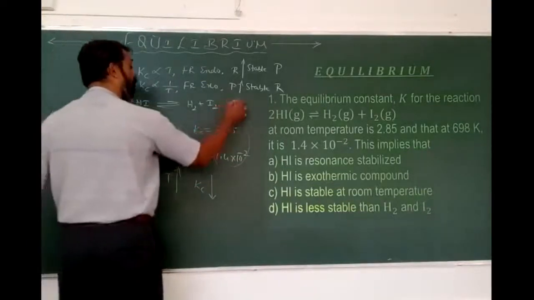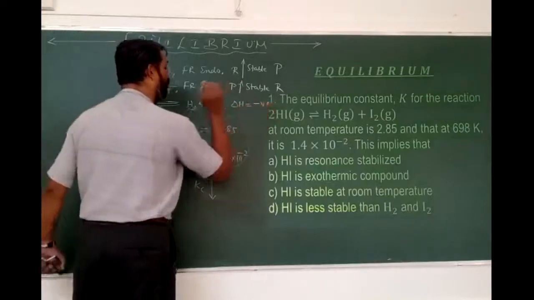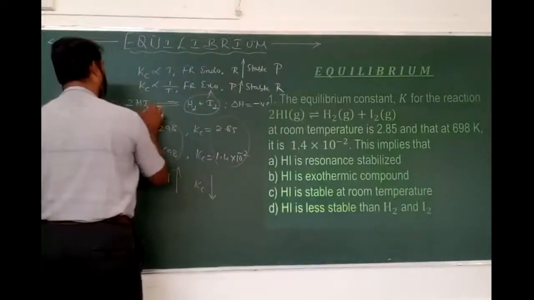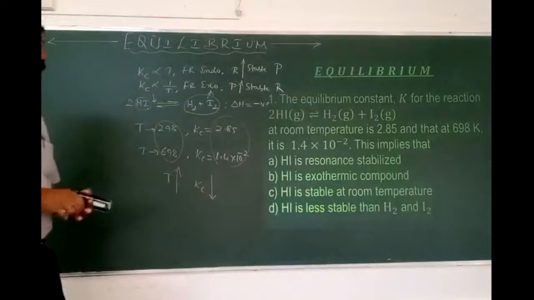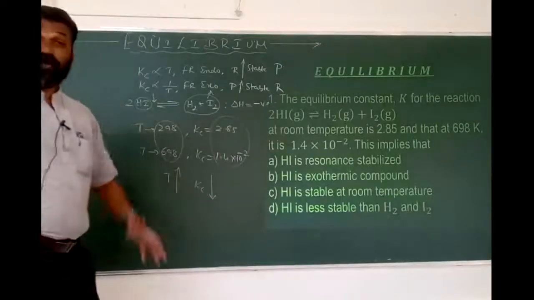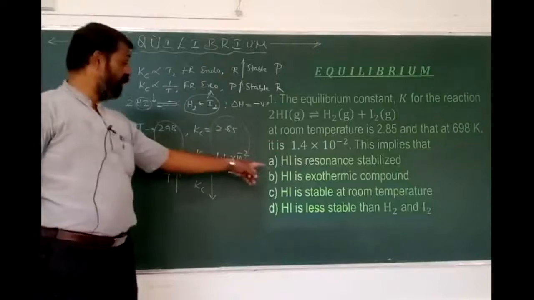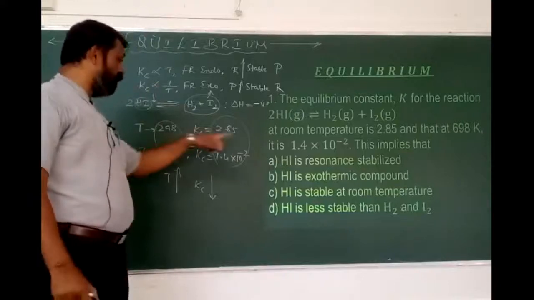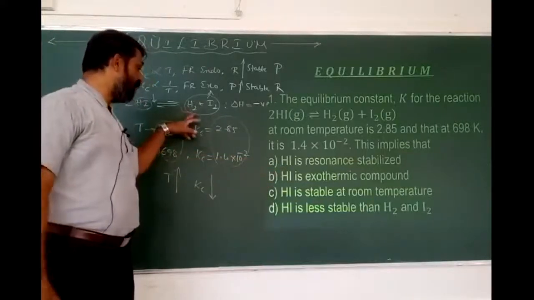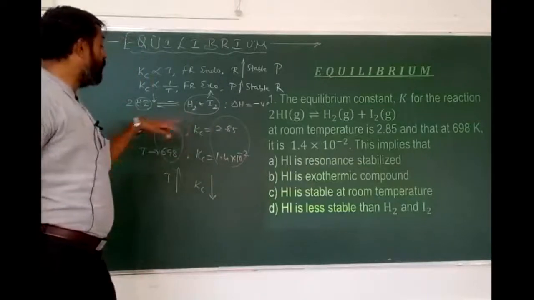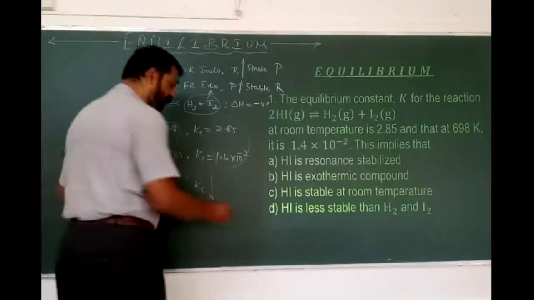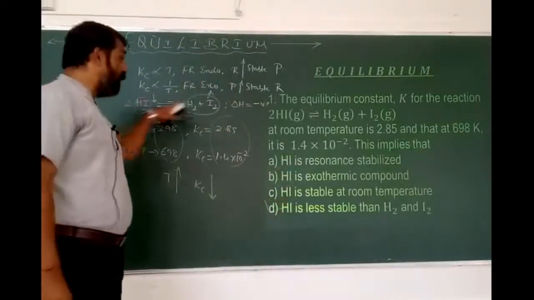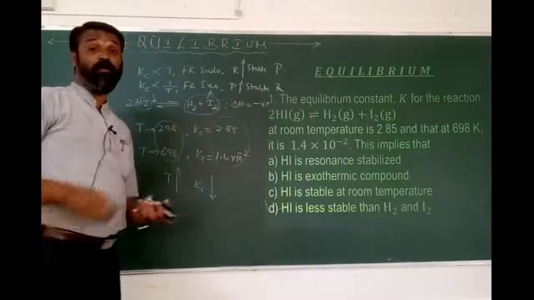If it is inversely proportional, the value of delta H is going to be negative, which means it is an example of an exothermic reaction. According to exothermic, the products are more stable compared to the reactants. HI is not resonance stabilized because it doesn't have a conjugated pi system. HI is an endothermic compound, because the backward reaction is endothermic. So HI is less stable, because the reactant is less stable if the forward reaction is exothermic in nature. Okay.